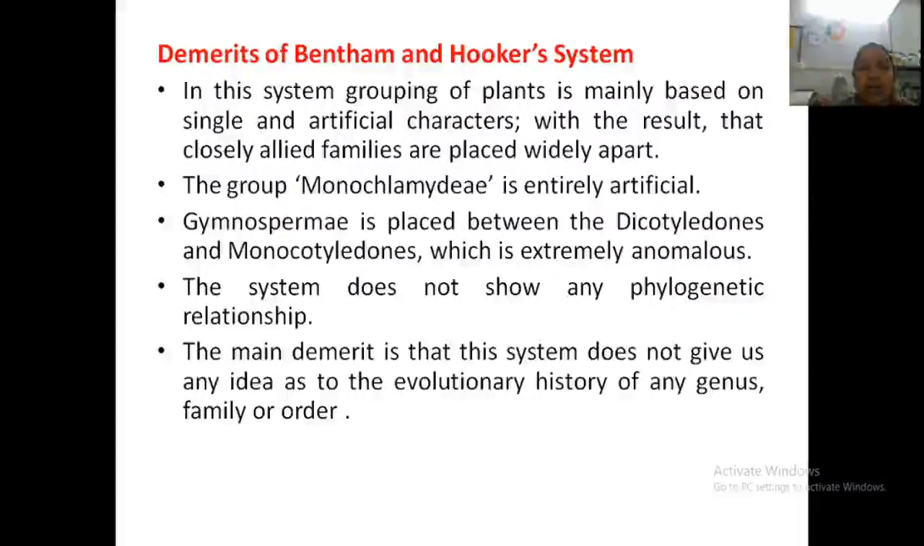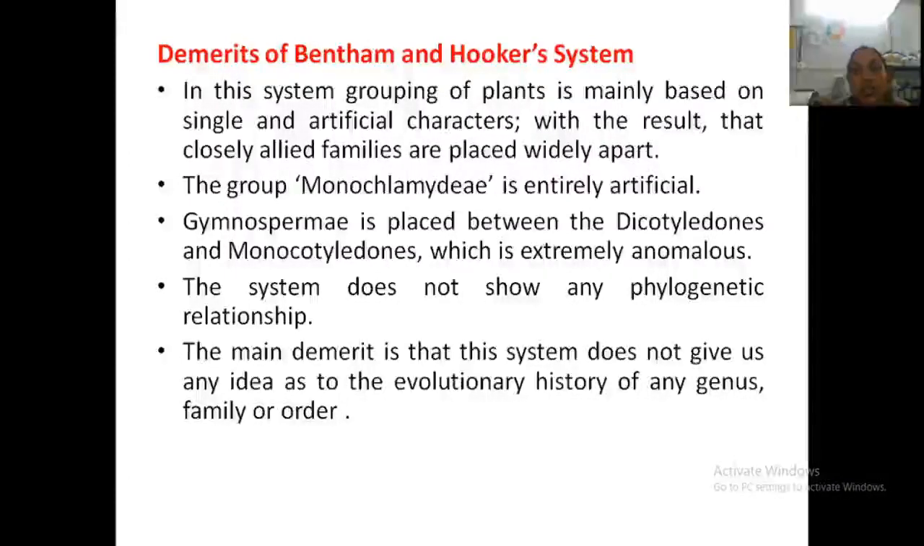So now you study the merits of Bentham and Hooker system. Now we are going to discuss demerits. Okay. So what are the demerits? Grouping of plants in the system is mainly based on some characters only, that is artificial characters only. So that's a very important point. That is why some families that required to be closer are wide apart. Then the group Monochlamydeae is entirely artificial. Then Gymnospermae placed in between Dicotyledones and Monocotyledones is anomalous.